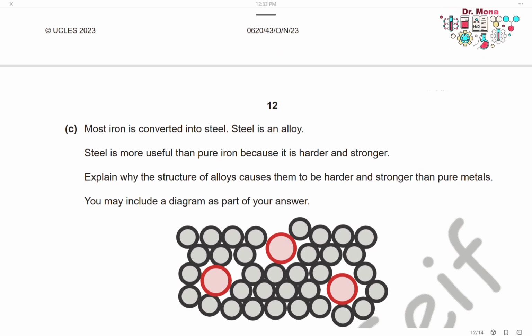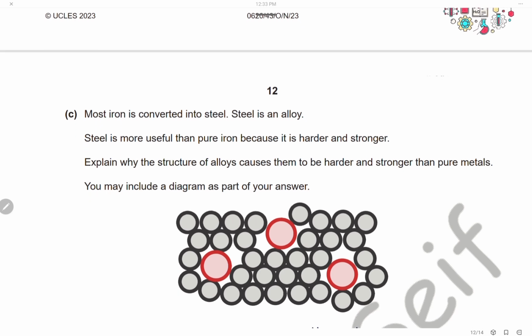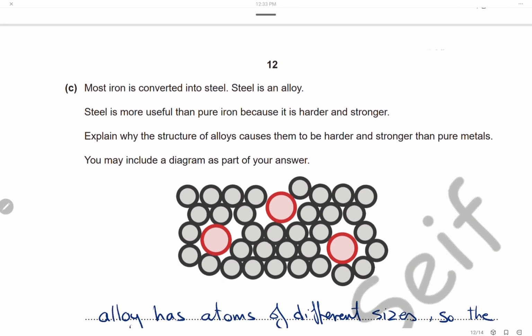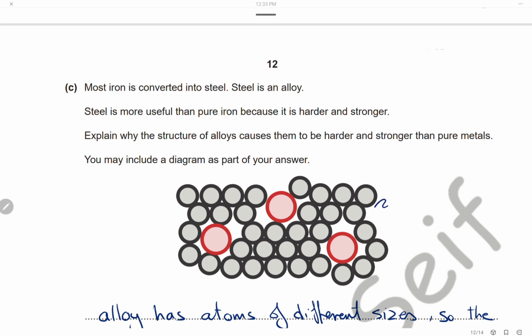Most iron is converted into steel, and steel is an alloy. Steel is more useful than pure iron because it is harder and stronger. Explain why the structure of alloys causes them to be harder and stronger than the pure metal. You may include a diagram as a part of your answer. Here I draw a diagram for the alloy, where we have the iron atoms and the carbon atoms to form steel, because steel is an alloy of iron and carbon.